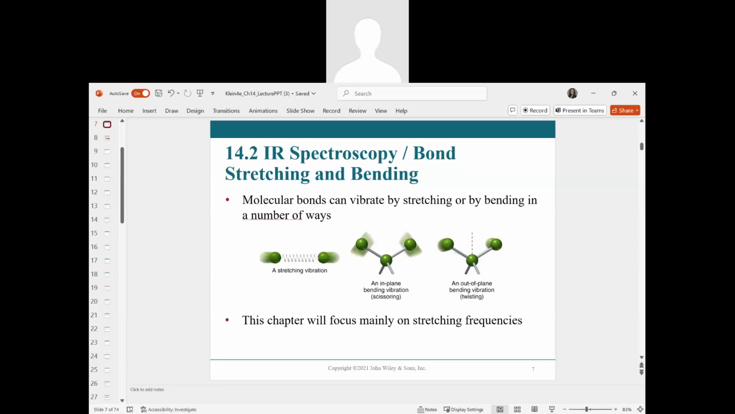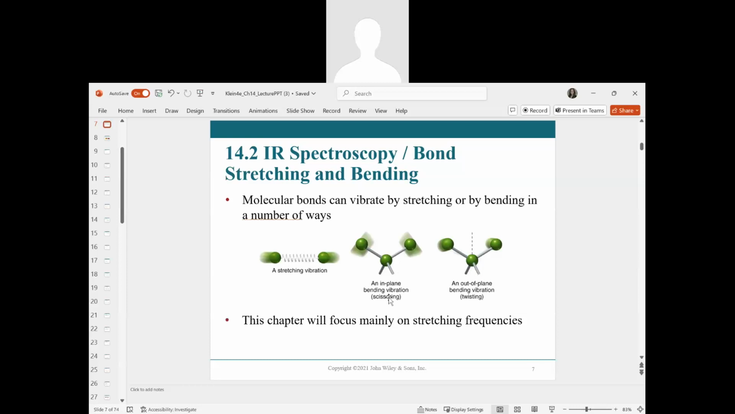In section 2 from chapter 14, we're going to review the specific type of bond stretching and bending due to a response of infrared radiation being applied to a sample that we may see. We're actually going to focus specifically on the stretching frequencies, and those are the ones that you are asked to be familiar with for tests and quizzes.